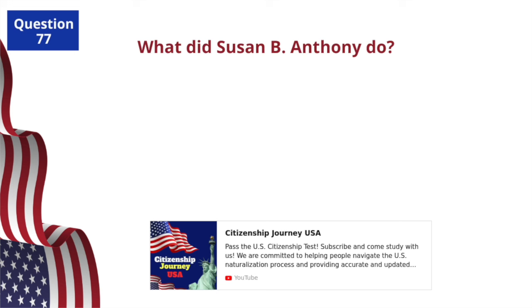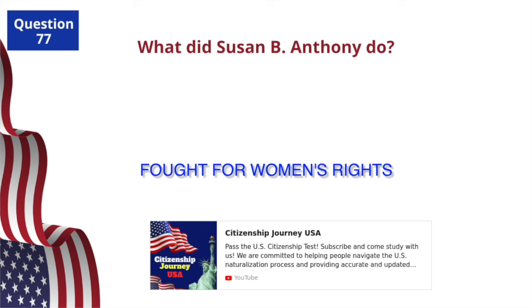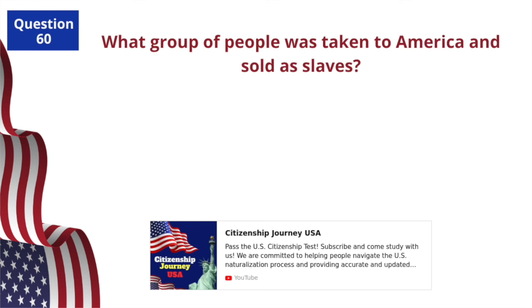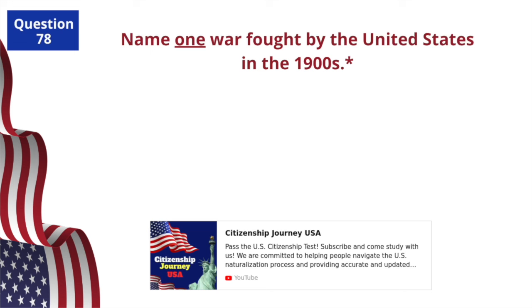What did Susan B. Anthony do? Fought for women's rights. What group of people was taken to America and sold as slaves? Africans. Name one war fought by the United States in the 1900s. World War I.